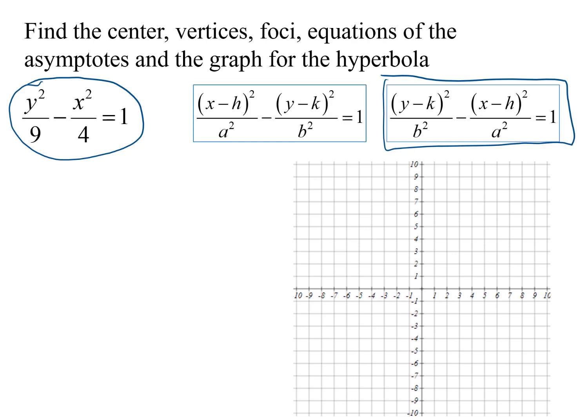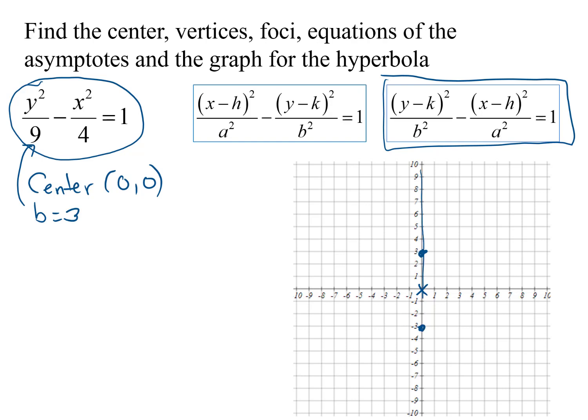All right, so as we look at this, we can see that there is nothing in the parentheses with the y or with the x, so we know our center is going to be at 0, 0. I'm going to go ahead and just put an x where the center will be then. And then as we look, our b squared is 9, so that means b is 3. So from the center, we're going to go up 3, and we'll get a point, and that'll be one vertex. We're going to go down 3, and that will be another vertex.